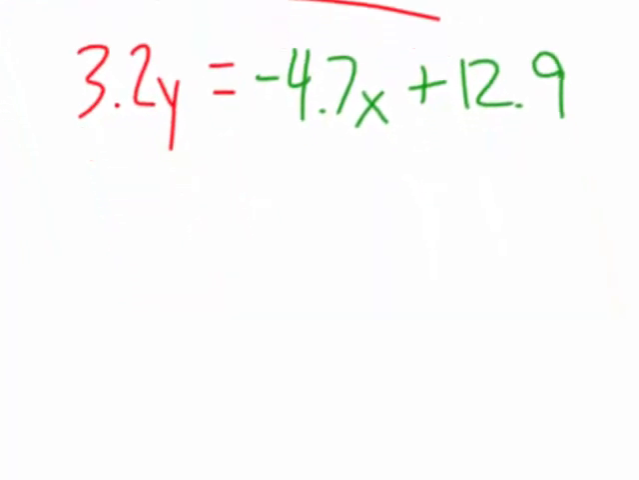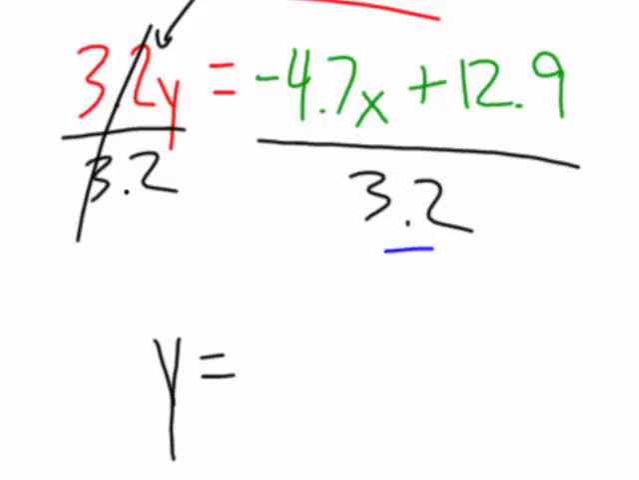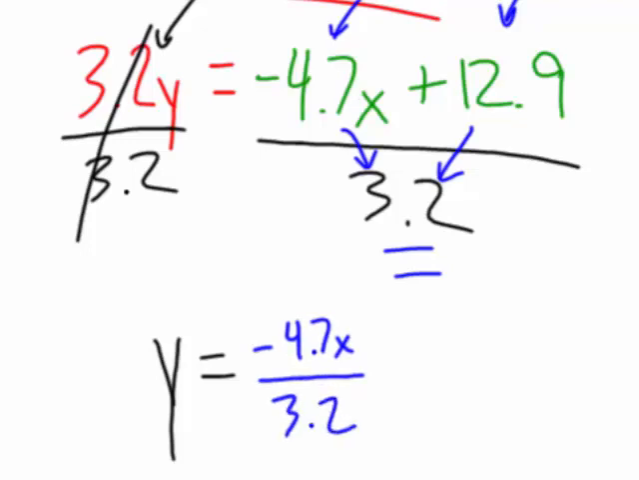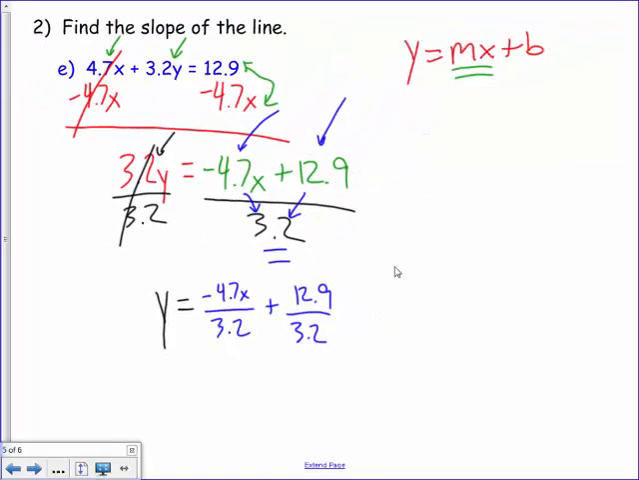And lastly, to get the y by itself, we're multiplying by 3.2, so we should divide by 3.2. Whatever we do to one side, we do to the other. So they cancel, and y would equal. Remember, anytime you divide by a monomial, so one term, and you have multiple terms on top, I've got 2 terms, I need to divide each of those by 3.2. So I should have negative 4.7x over 3.2, plus 12.9 over 3.2.